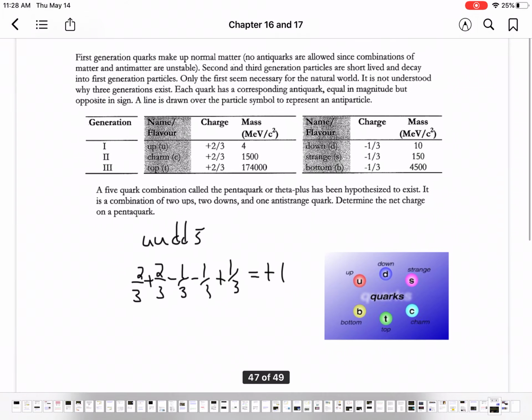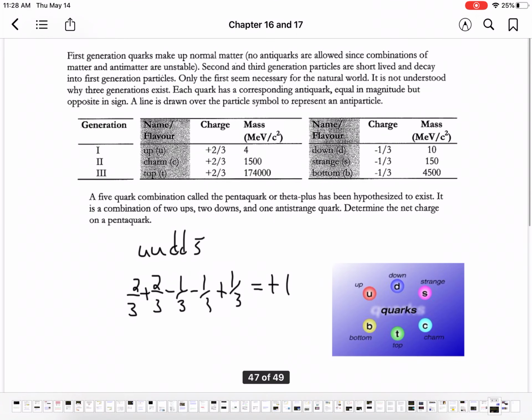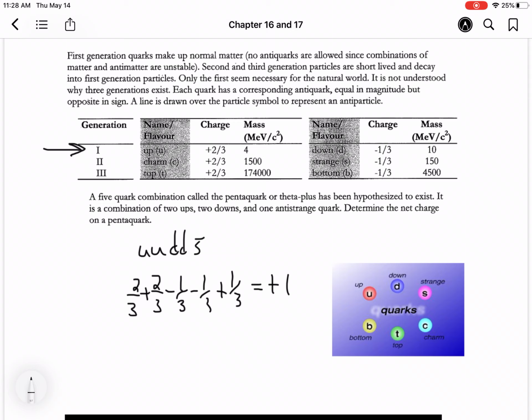So first generation quarks make up normal matter. This is our generation. If you follow this chart, first generation quarks, up and down, make up normal matter. But there are also more quarks. There's the second generation, which is the charm and the strange quark, and the third generation, which are the top and the bottom quark. So now, instead of just having combinations of ups and downs, you also have combinations of up, charm, top, down, strange, bottom. You can combine all of them to create different particles.